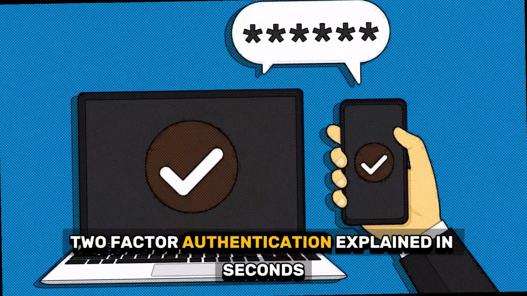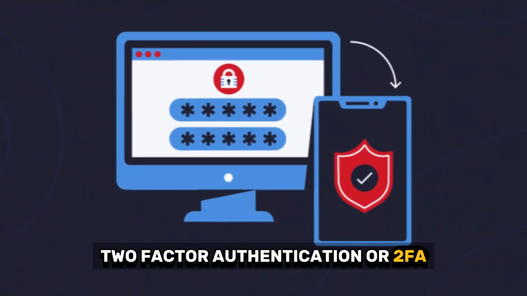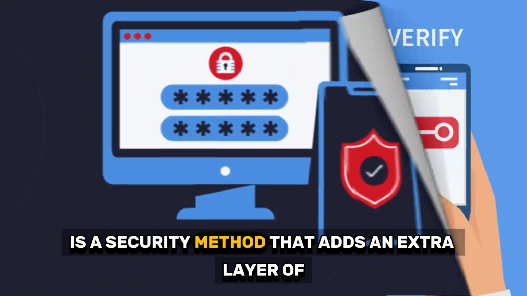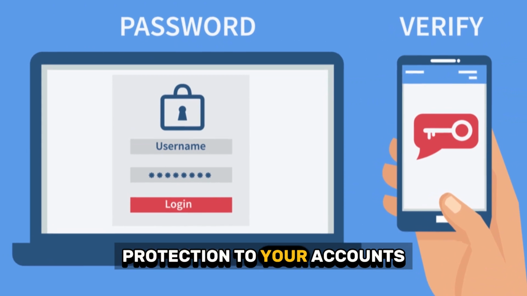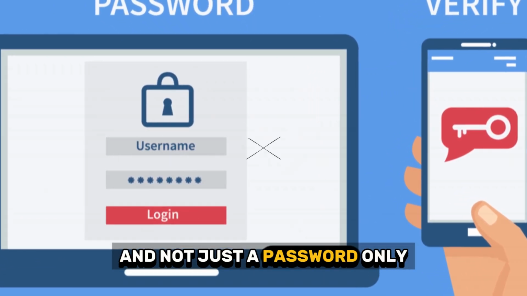Two-factor authentication explained in seconds. Two-factor authentication, or 2FA, is a security method that adds an extra layer of protection to your accounts by requiring two forms of verification, and not just a password only.